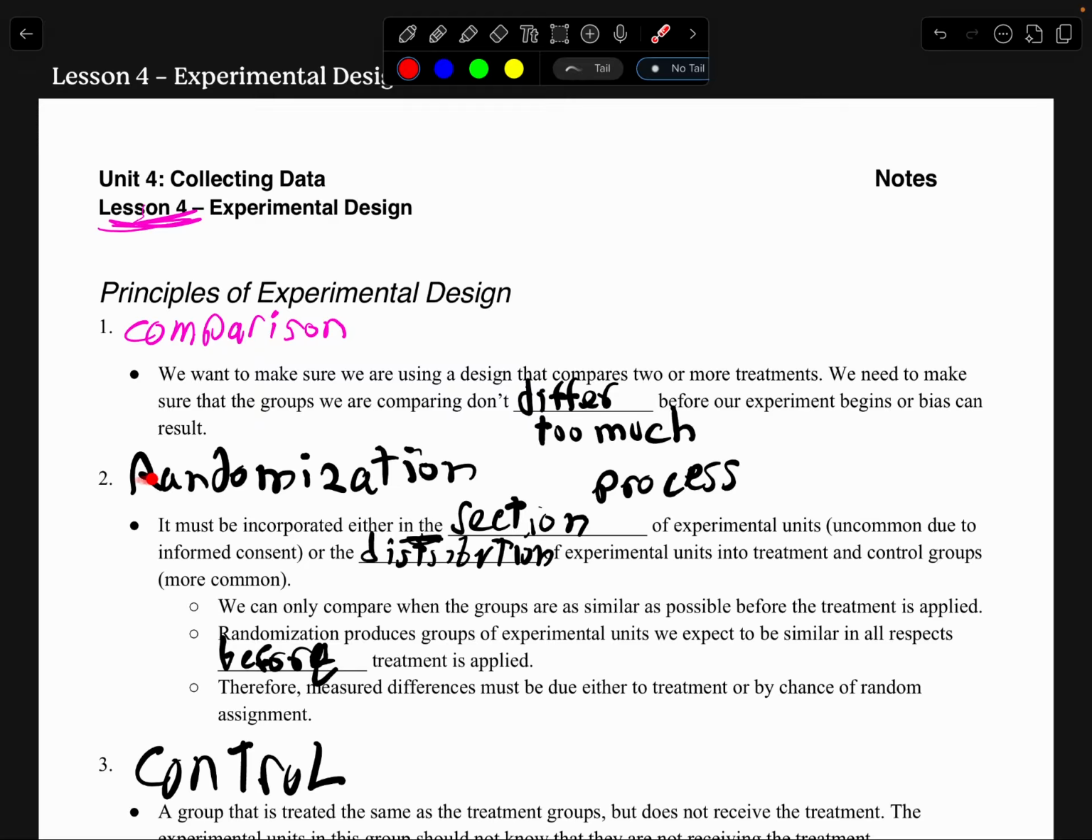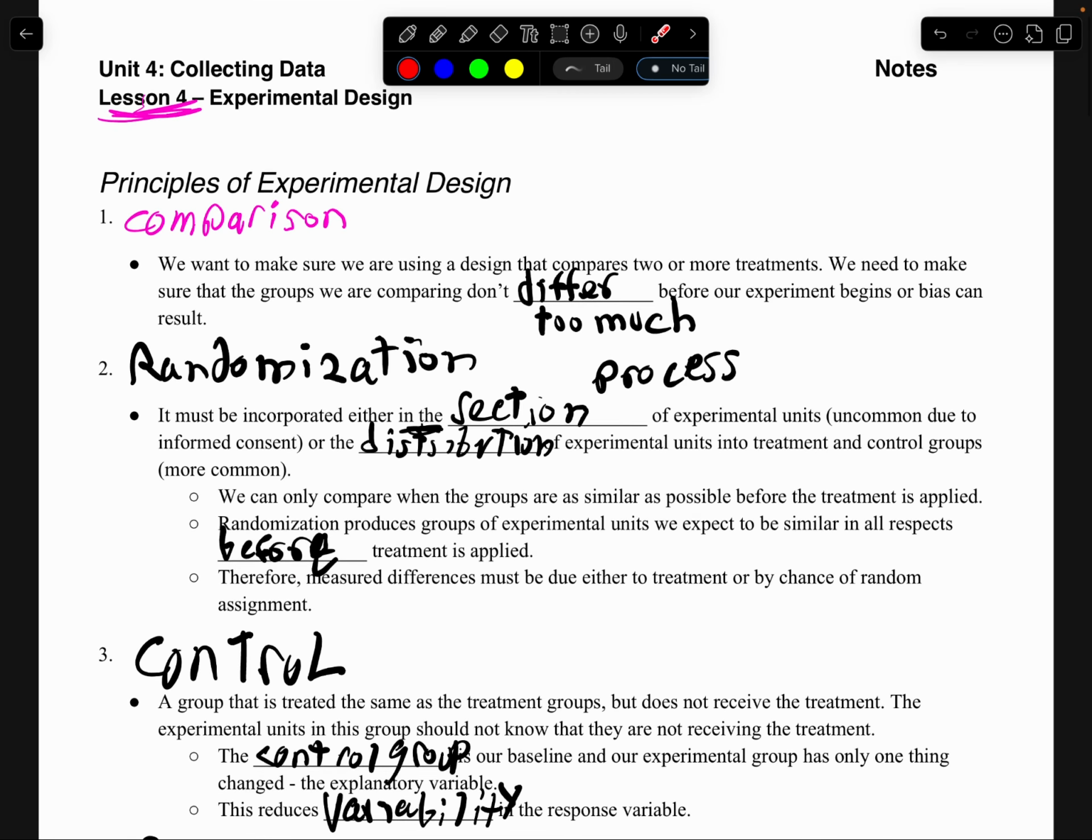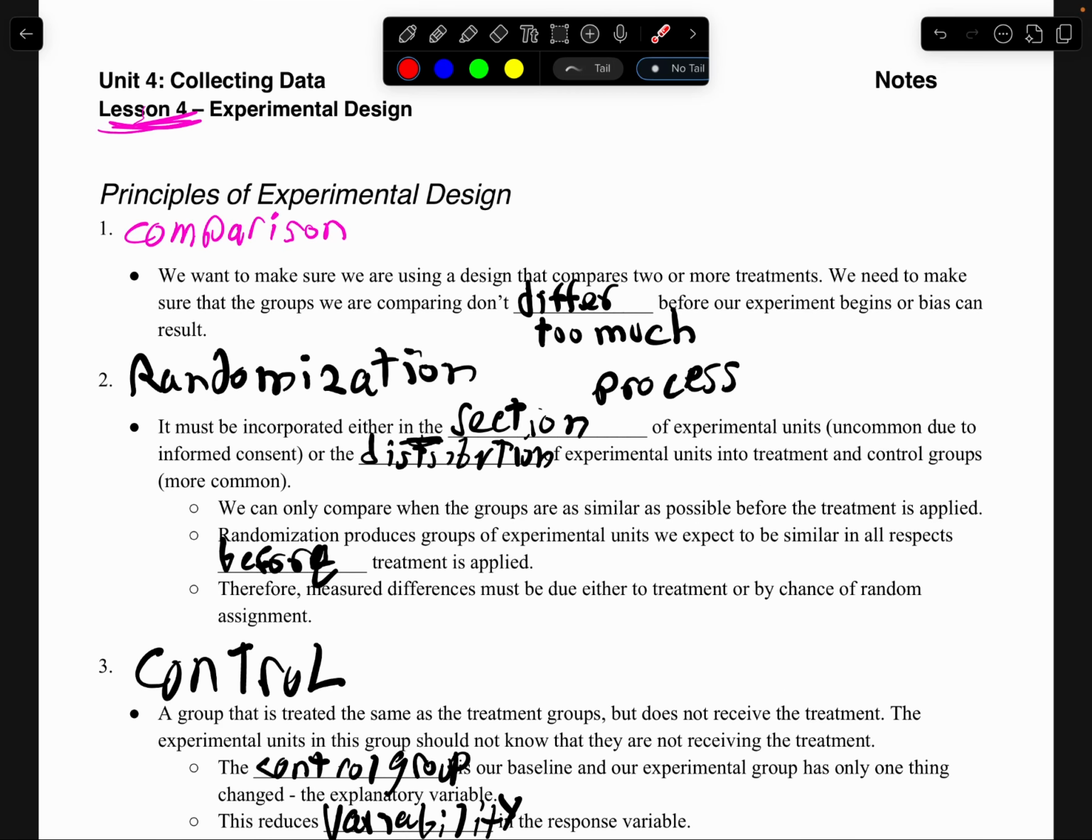All right, so randomization process. I need to say that some of this stuff doesn't make a lot of sense until you get to the actual drawings, and then it will be much better. So the drawings tell us a lot more. So we want to make sure that we're using a design. Okay, we did that already.